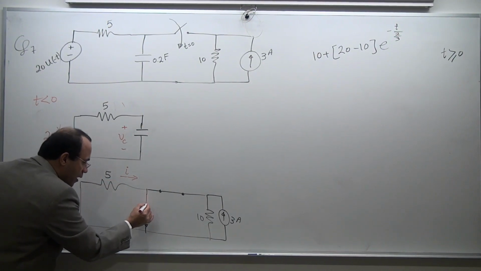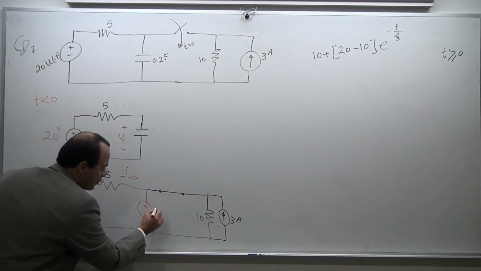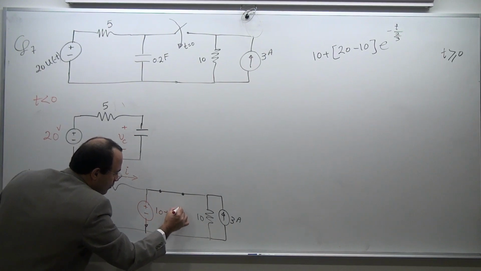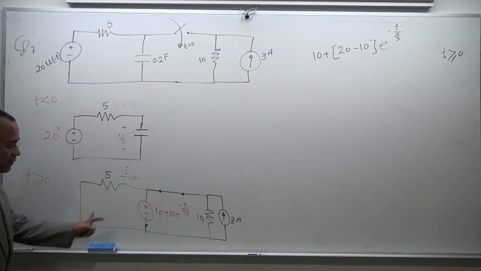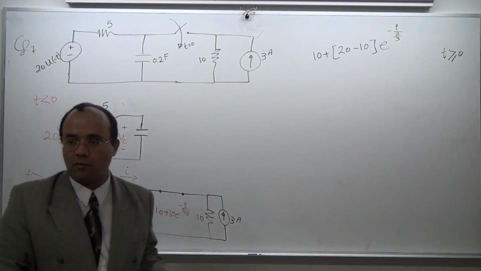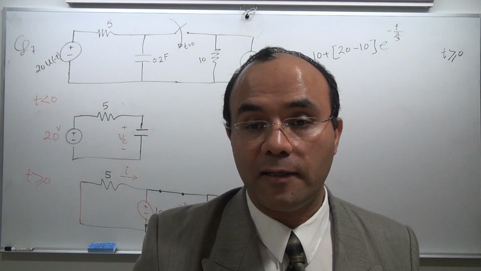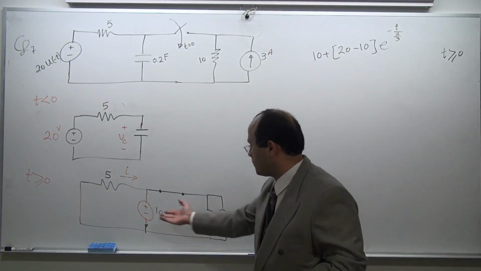I'm going to apply a plus minus voltage source, and the value is going to be, I'm looking at that, 10 plus 10 e to the power of minus t divided by 2/3. It's a voltage source. Capacitor is a voltage source. Its value happens to be a non-DC value. It's an exponential function, and that's my system.